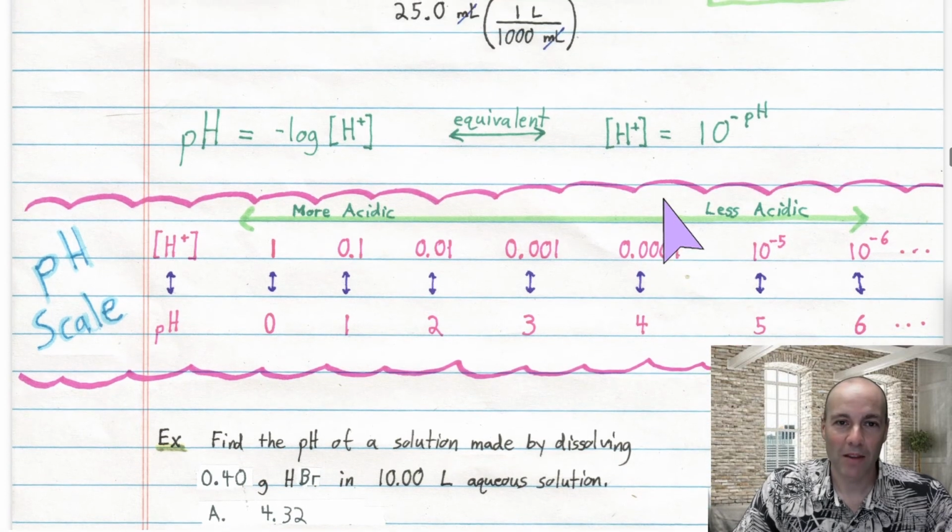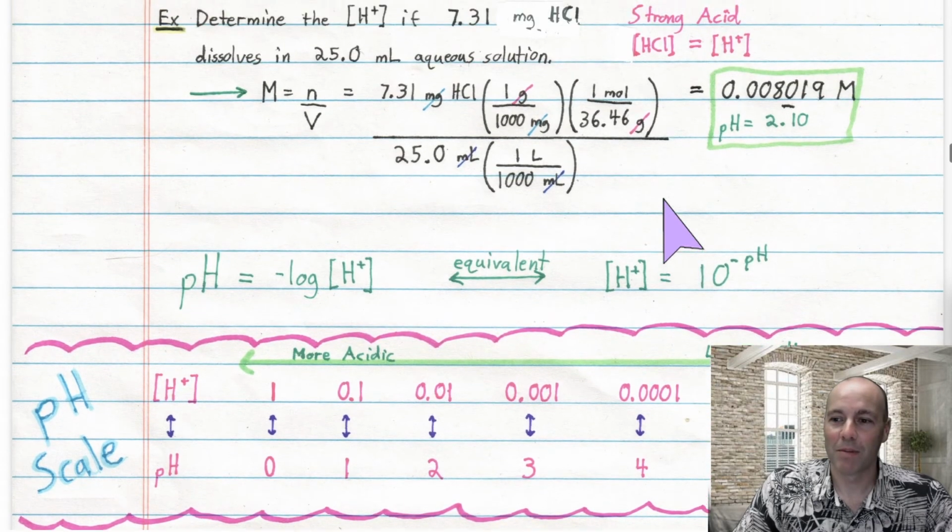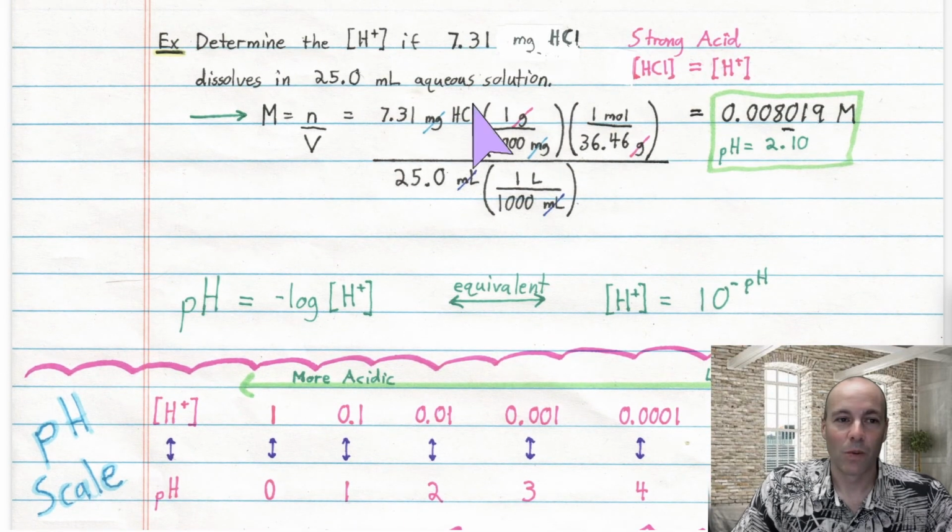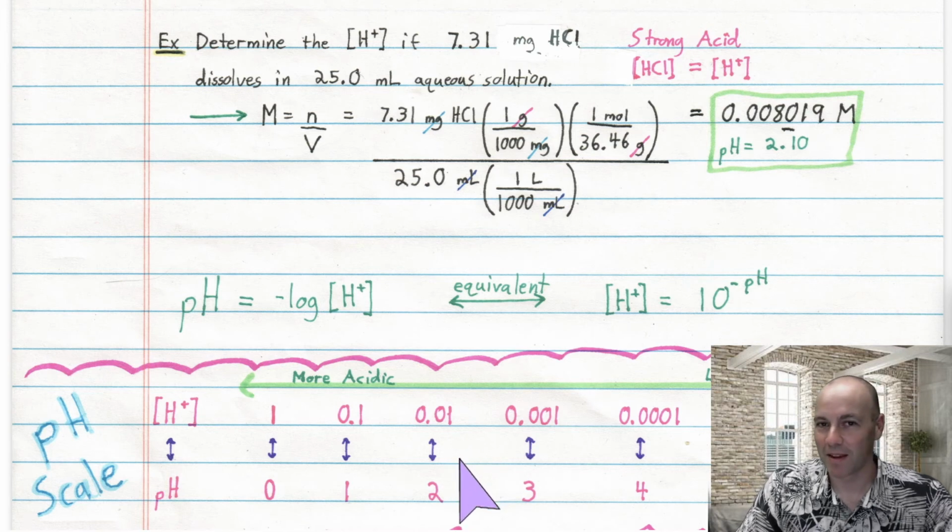Now, when we go back to, say, the last problem right here, we calculated the proton concentration as 0.0080. This proton concentration is bigger than 0.001, but less than 0.01. So it's somewhere in this range. 0.008 is somewhere around here. So it's going to be 2 point something.